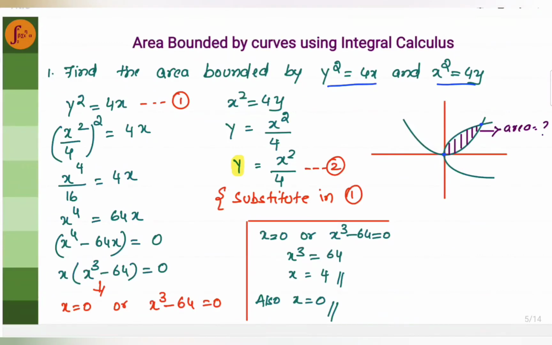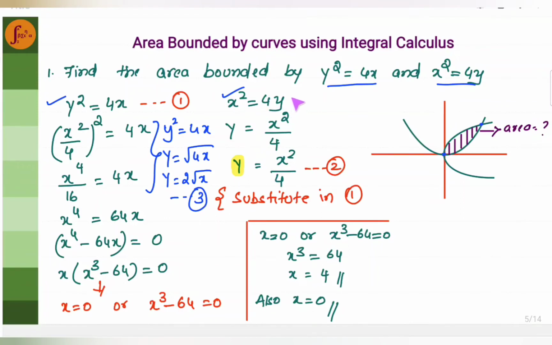We have two functions here, this one and this one. Now, we first have to find the expressions in the form of x. So the first expression, we'll write in the form y is equal to something in x. That is, y square is equal to 4x, or y is equal to root of 4x, or y is equal to 2 root x. So this is one expression, and for this one also we do the same thing. The second expression, we get in the form y is equal to x square by 4, right? So now we have two expressions, 2 and 3, both in the form y is equal to something related to x. Then we will take both of these functions and apply integral on this.